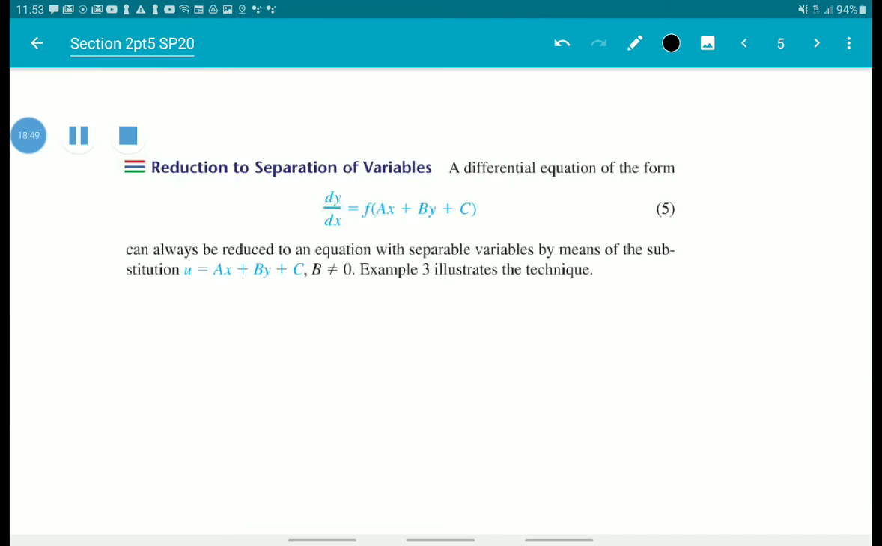So another type of substitution we're going to talk about is where we have a function written in terms of ax plus by plus c. And we could do a substitution just by letting u be that ax plus by plus c. As long as b is not equal to 0, we're going to be able to reduce this to something that's separable. So let's look at an example of that.